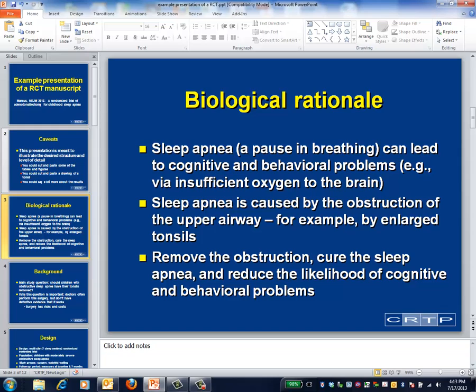This is a study of children with sleep apnea, which is an involuntary pause in breathing. Not breathing is a bad thing. One of the resulting problems is an inadequate amount of oxygen to the brain, which in turn can cause cognitive defects, among other bad things. Sleep apnea is caused by the obstruction of the upper airway. Large tonsils can cause such an obstruction. Doctors hope that removing the child's tonsils will remove the obstruction, thus eliminate the cause of the sleep apnea.